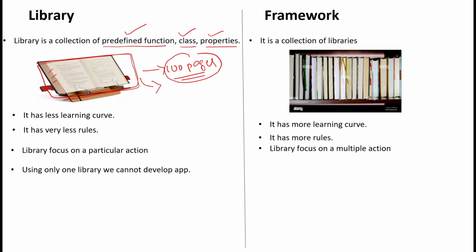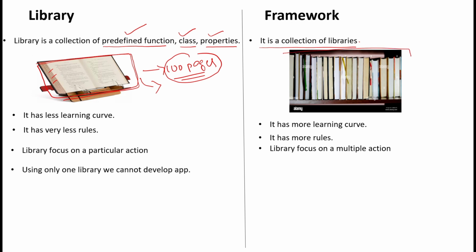So let us come to what a framework is. A framework means a collection of libraries. A library is also a collection of some predefined functions, classes, and properties, and a framework goes much further. It is a collection of libraries.